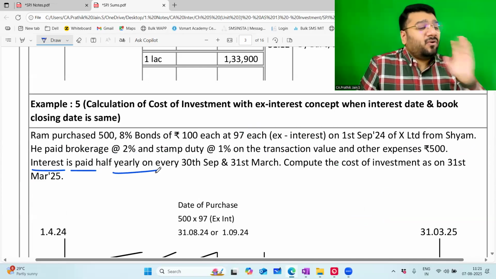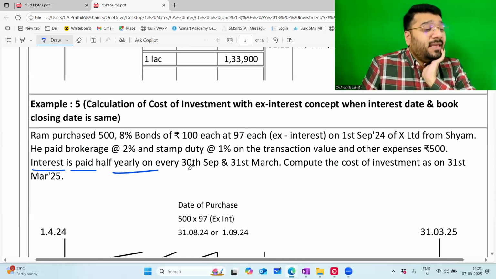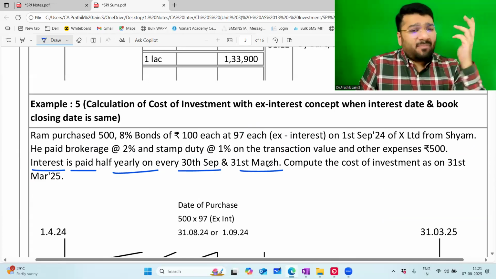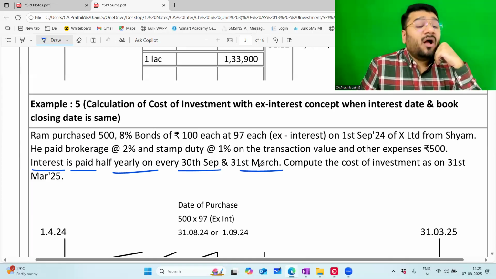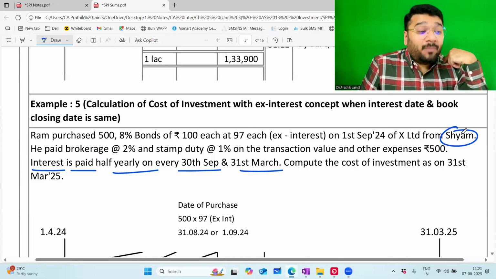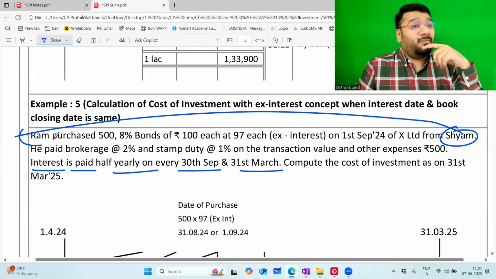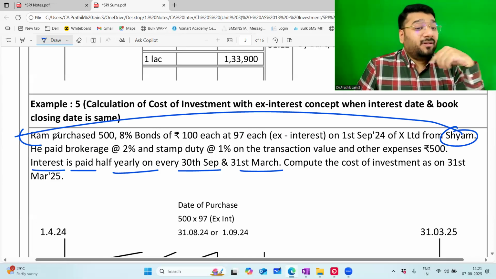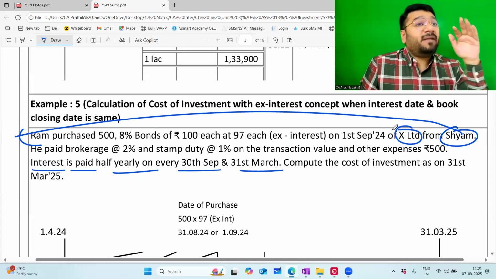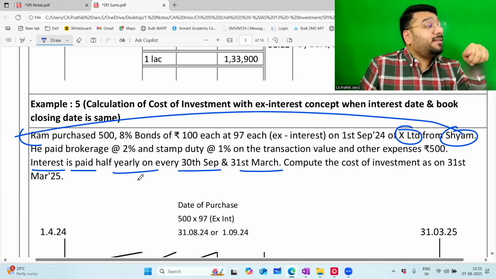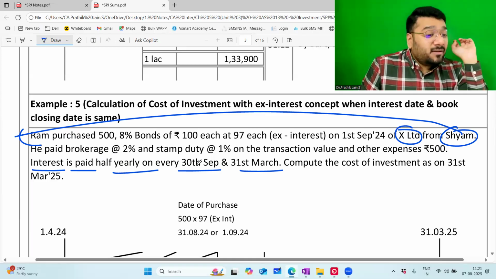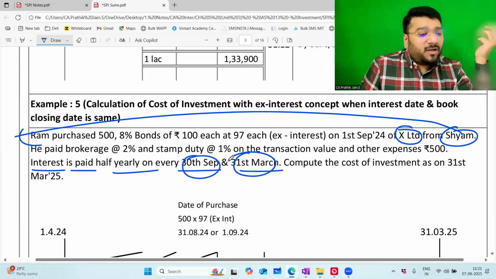Interest is paid half yearly, every 30 September and 31st March. Sir, I'm not able to understand who's paying interest to whom. Since I purchased from Sham, will I pay interest to Ram? No, the company will pay interest. The company is paying this interest twice in a year, not one time. So what is the interest paying date? 30 September, 31st March.